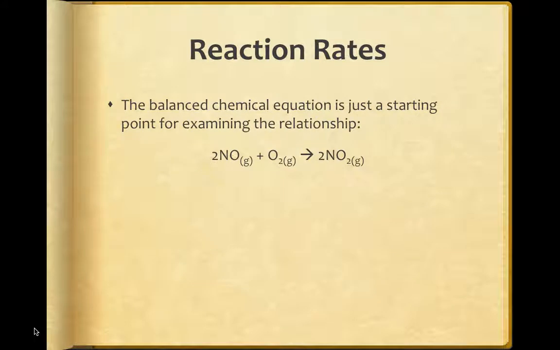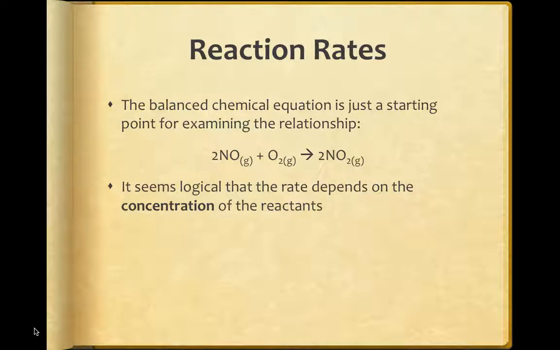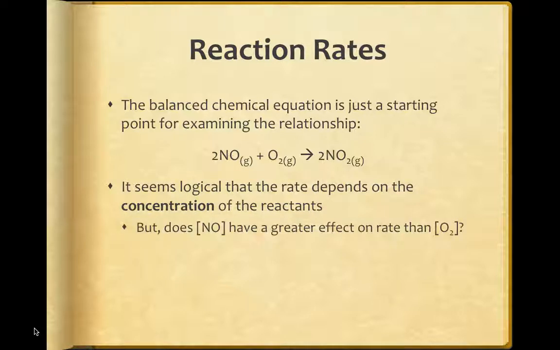So if we look at this balanced equation where we have nitrogen monoxide reacting with oxygen gas, so we have 2NO plus O2 yields 2NO2. We're going to use this to start examining these relationships. So it seems logical to say that the rate of a reaction depends on the concentration of each of these reactants. But which one has a greater effect? Or do they have an equal effect? Does the concentration of NO have a greater effect on the reaction rate than the concentration of O2?